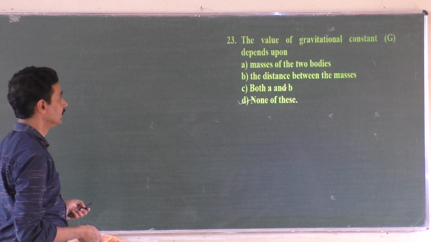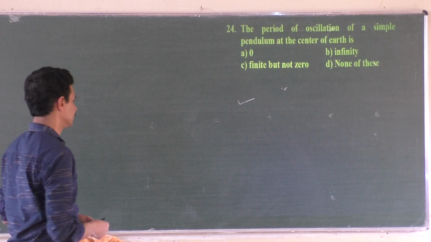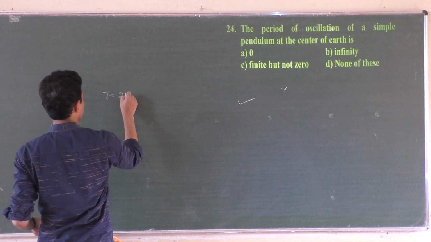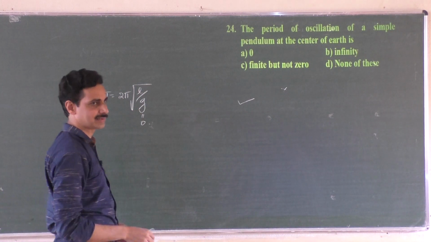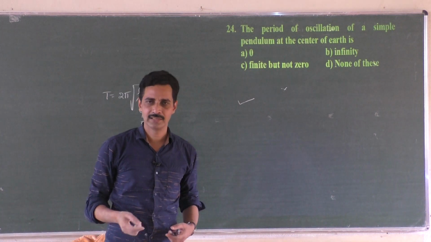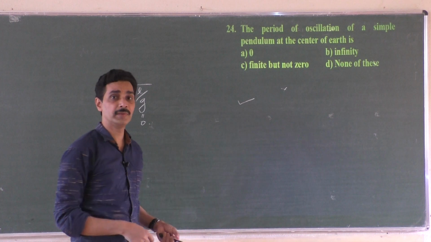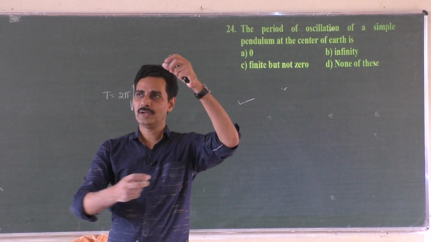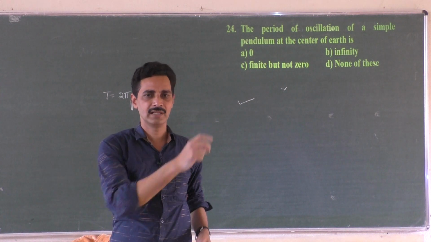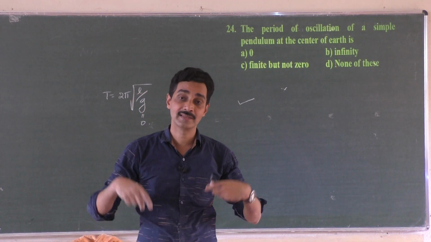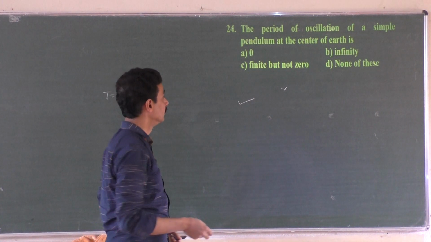The value of G doesn't depend on the masses, distance, both, nothing. Right? Option D. Question 24. The period of oscillation of a simple pendulum at the center of the earth, T is equal to 2 pi into square root of L by g. g is 0 at the center, no acceleration. As you go deep into the earth, it decreases, and it becomes 0 at the center. If g is 0, period is infinity. What do you mean by period infinity? Suppose the pendulum is left like this, it doesn't come back at all. To complete one oscillation, it takes infinite time, means it doesn't move at all. Taking infinite time means not moving at all. So infinity.